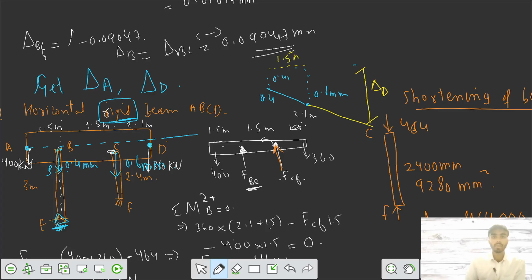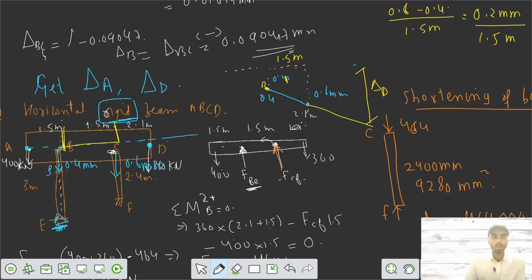in BC, this is your B, this is your C. For the BC member, your length was 1.5 meter. So the variation from 0.6 mm to 0.4 mm deflection over 1.5 meter means your change is 0.2 mm. The line is changing 0.2 mm per 1.5 meter, so the line has to remain straight.